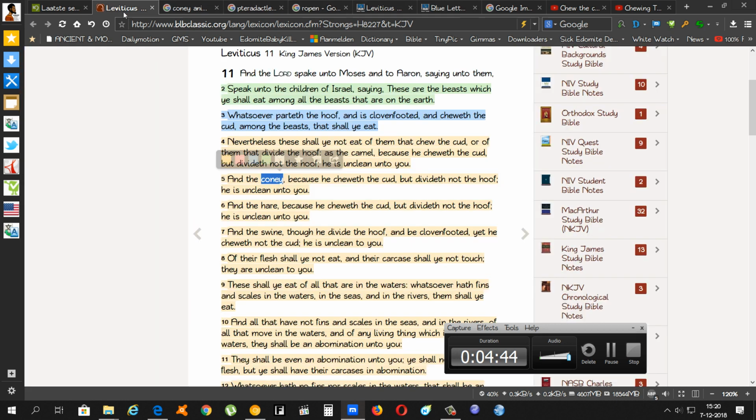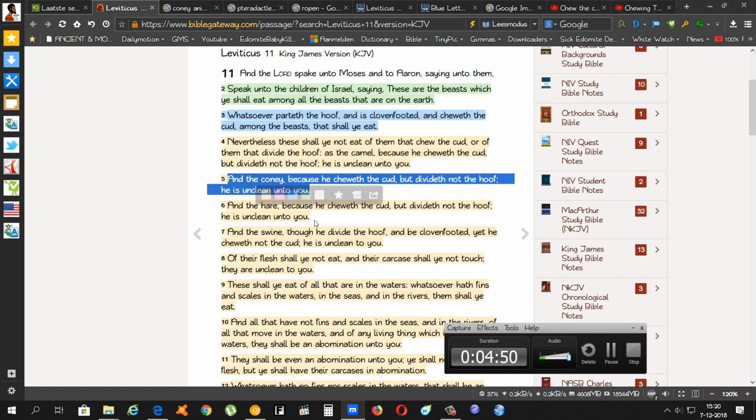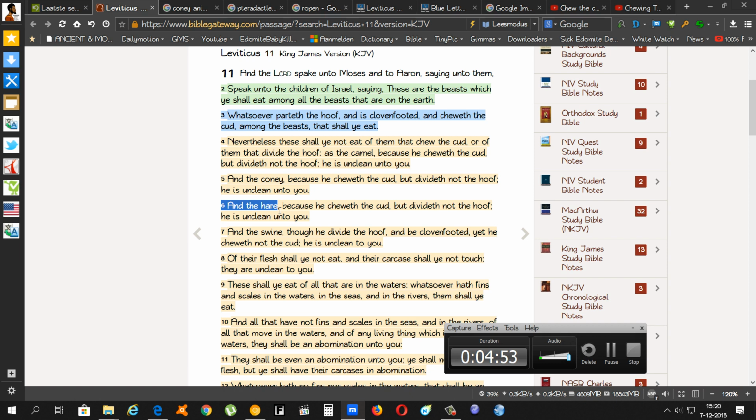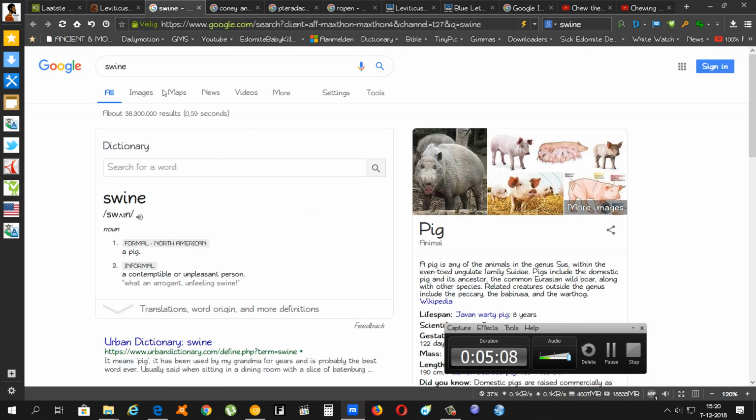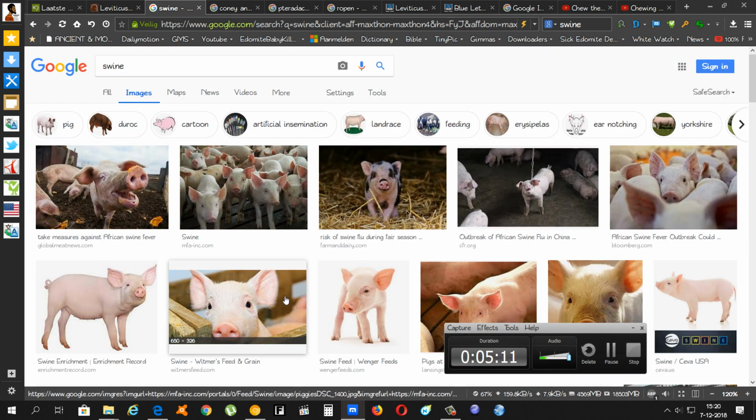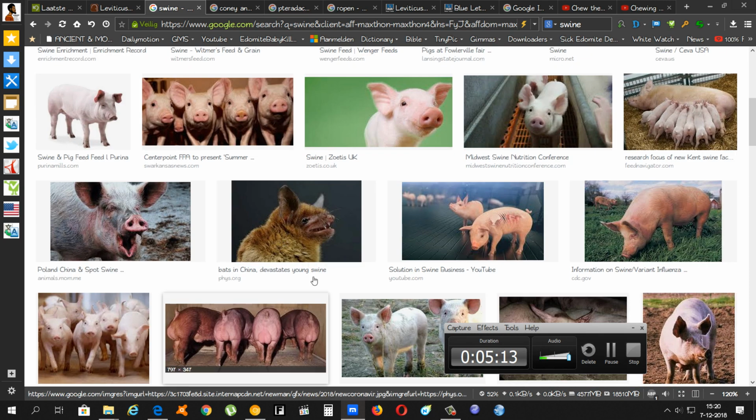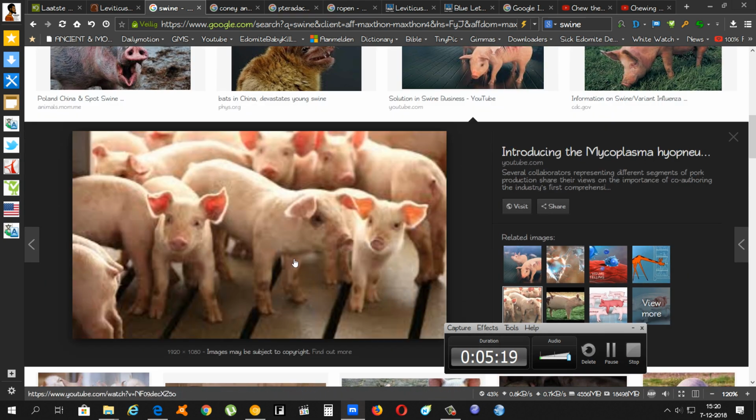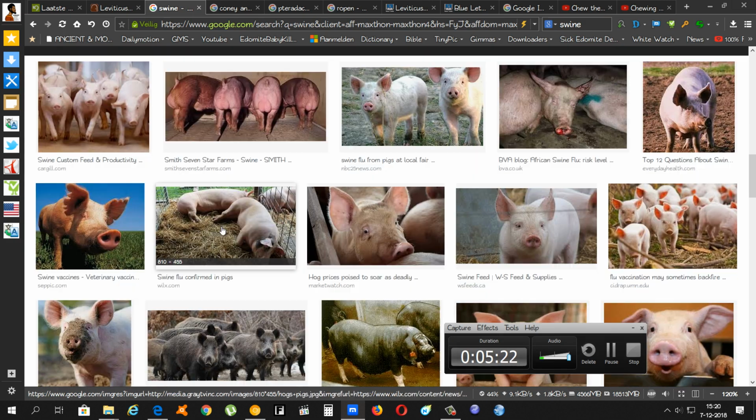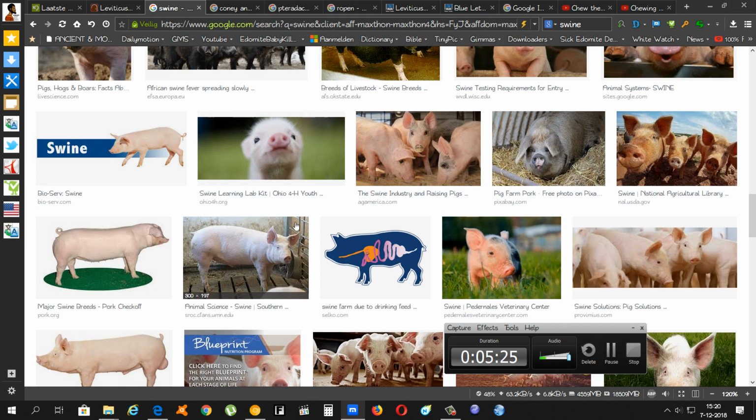Too fast. Going on. And the coney, because he cheweth the cud, but divided not the hoof, he is unclean unto you. And the hare, which is a bunny, Bugs Bunny, because he cheweth the cud, but divided not the hoof, he is unclean unto you. And the swine, we already know that that's a pig, and all his family members. You have swine, and then you have pigs. You know, the Edomite looking ones, the other white meat, with the pink skin color.